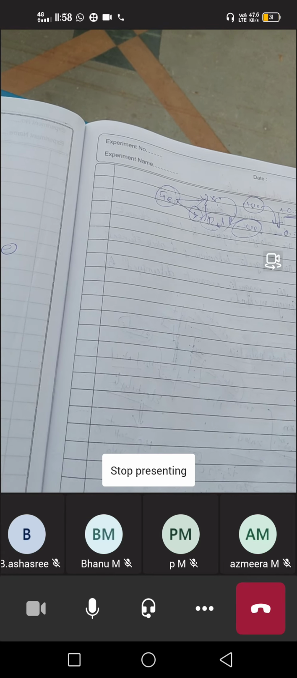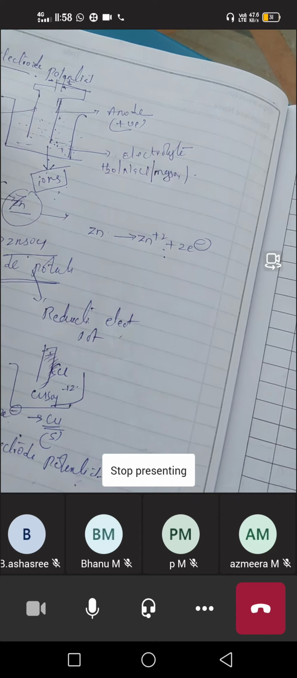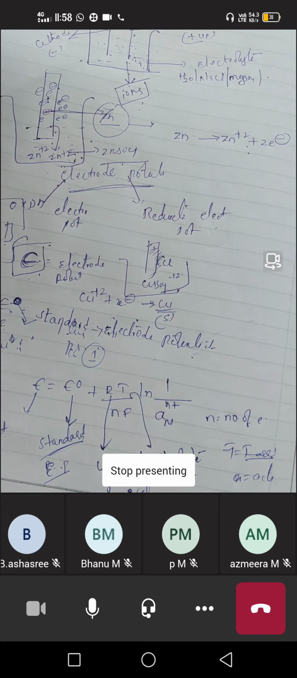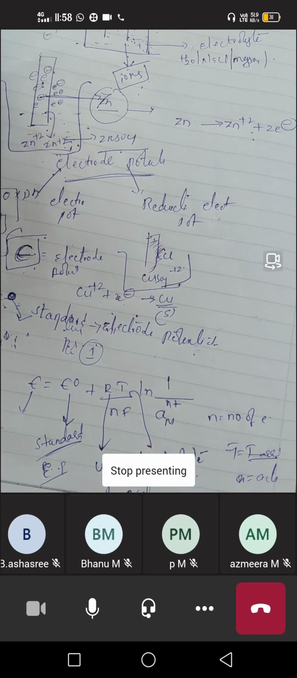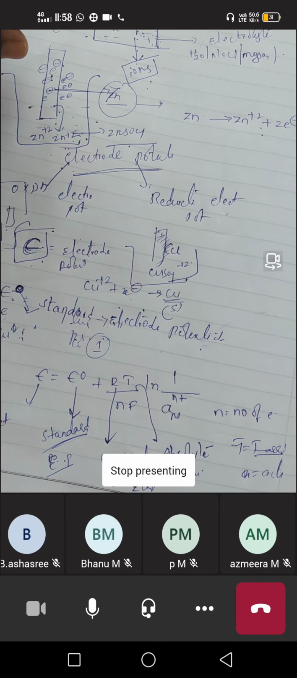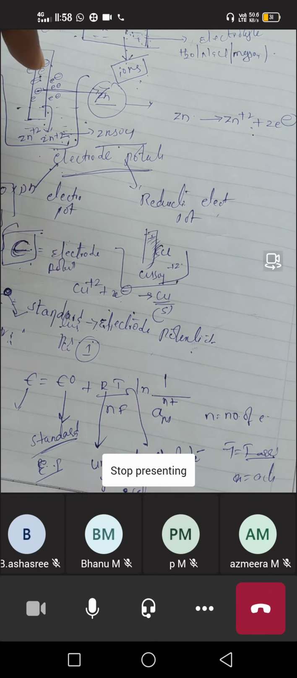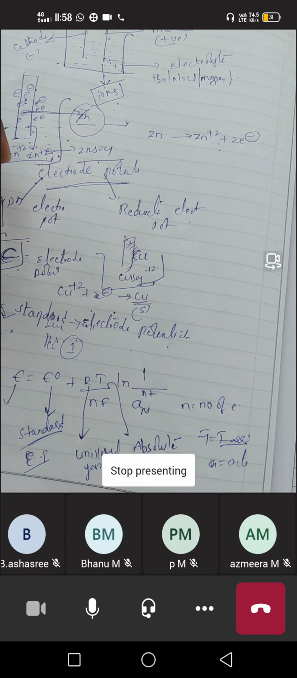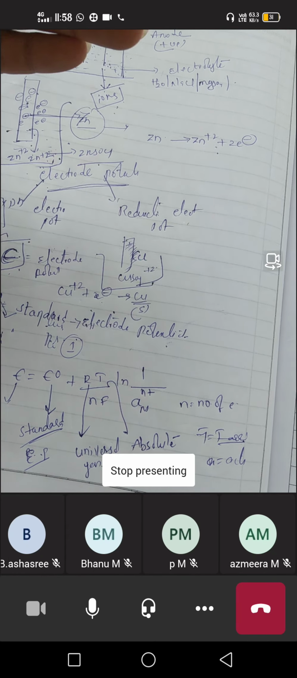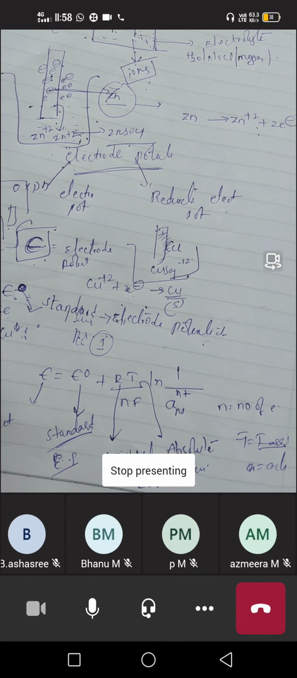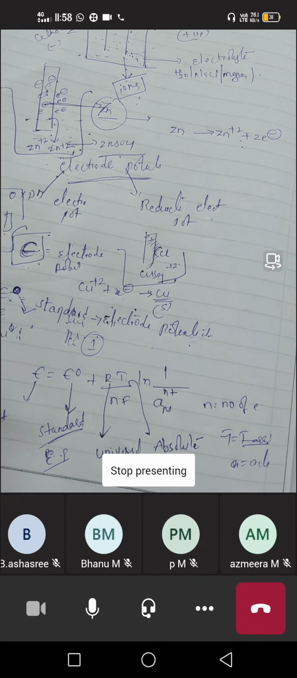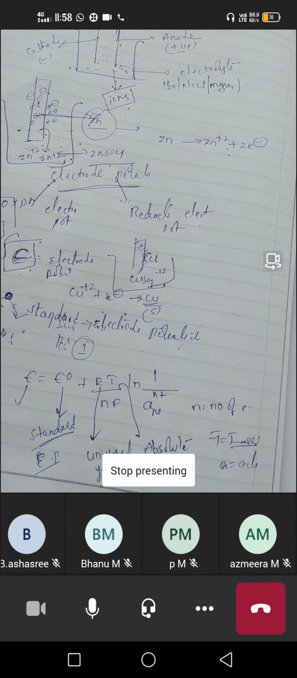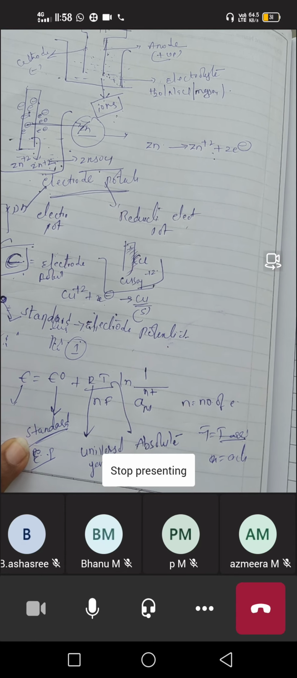So this is the introduction of what electrode potential is and what types of electrode potentials we have. Electrode potential means the potential difference between the electrode and the electrolyte; there is a generation of charge differences, and that is called electrode potential. We have two types of electrode potentials: oxidation electrode potential and reduction electrode potential. Next we discussed the standard electrode potential. From the standard electrode potential value we can calculate the electrode potential, or if you know the electrode potential, we can calculate the standard electrode potential.